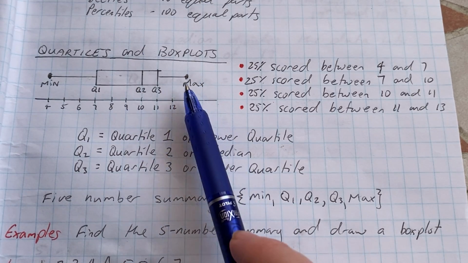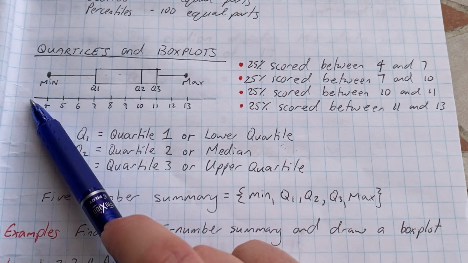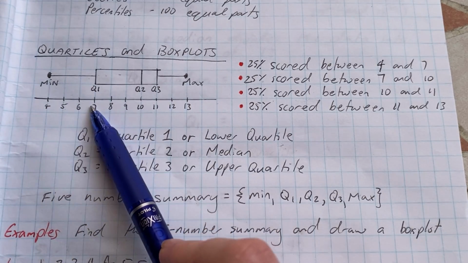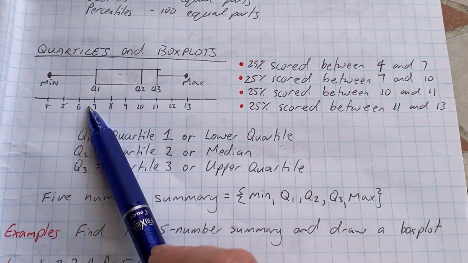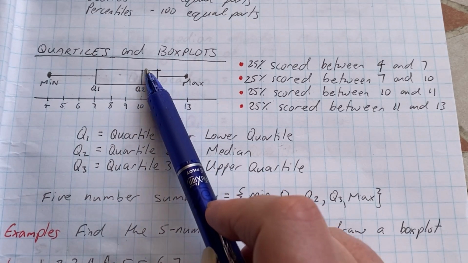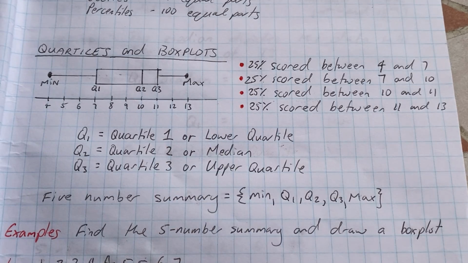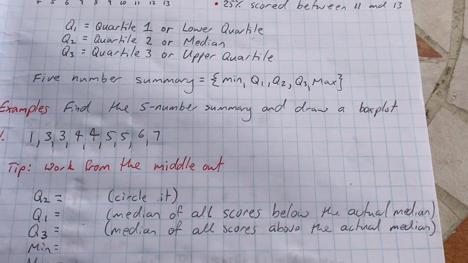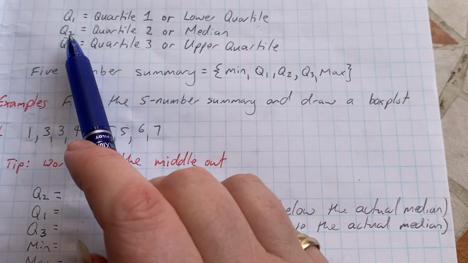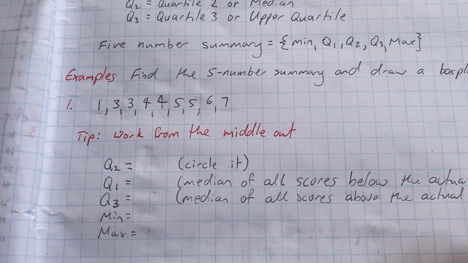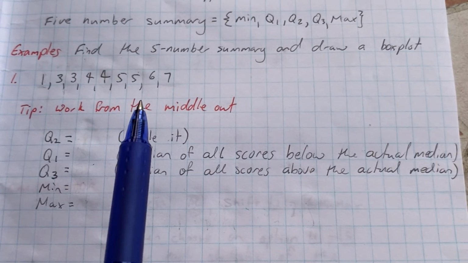maximum. So what ends up happening, say these were test scores for example, 25% of the students got a score between 4 and 7, 25% of them got between 7 and 10, 25% of them got between 10 and 11, and 25% between 11 and 13. So collectively those scores are called the 5-number summary. So let's do a few examples on the 5-number summary and box plots.